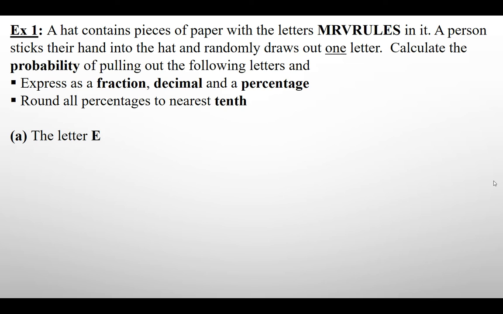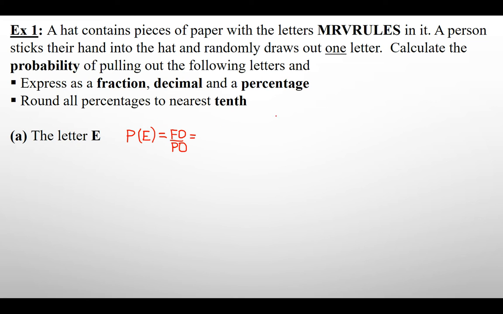Okay, so let's start off with this. What's the probability of drawing the letter E from this hat? Well, let's set up the equation. So we're going to write down the probability of sticking your hand into the hat and drawing a letter E. So always in brackets, we identify what we're trying to get. We want to get the letter E here. This would be equal to the number of favorable outcomes over the number of possible outcomes.